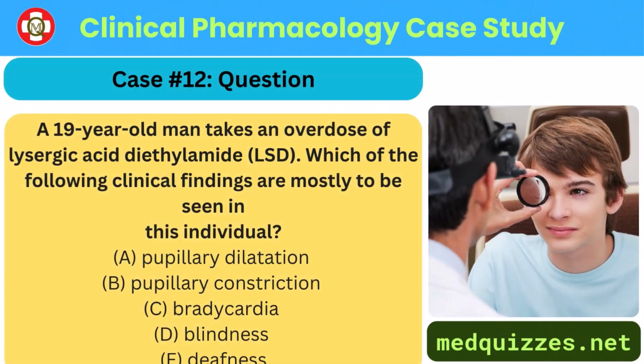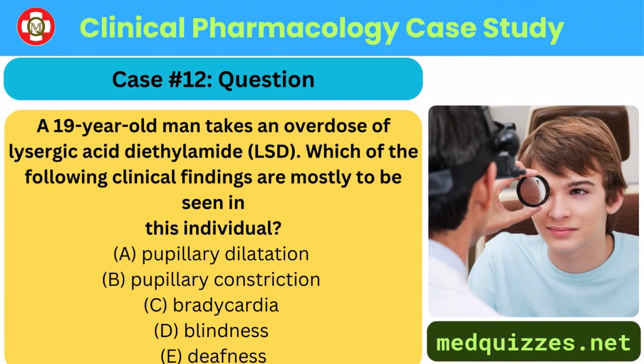Case number 12, a 19-year-old man takes an overdose of lysergic acid diethylamide, LSD. Which of the following clinical findings are mostly to be seen in this individual? A. Pupillary dilatation, B. Pupillary constriction, C. Bradycardia, D. Blindness, E. Deafness.